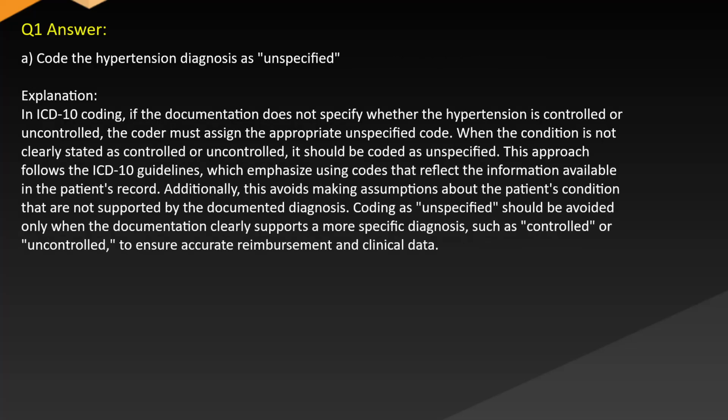Answer A. Code the hypertension diagnosis as unspecified. Explanation: In ICD coding, if the documentation does not specify whether the hypertension is controlled or uncontrolled, the coder must assign the appropriate unspecified code. When the condition is not clearly stated as controlled or uncontrolled, it should be coded as unspecified. This approach follows the ICD guidelines, which emphasize using codes that reflect the information available in a patient's record. Additionally, this avoids making assumptions about the patient's condition that are not supported by the documented diagnosis.